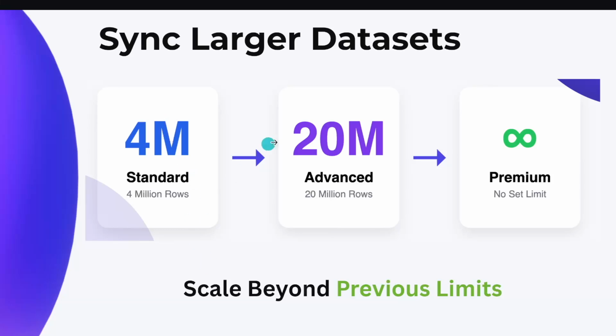Now when you move to the advanced tier, the limit has been increased to 20 million. But here as well somebody can ask, I have 50 million rows of data, how can I sync that? So here as well the same question applies. But when you go into the premium tier, basically there is no limit.